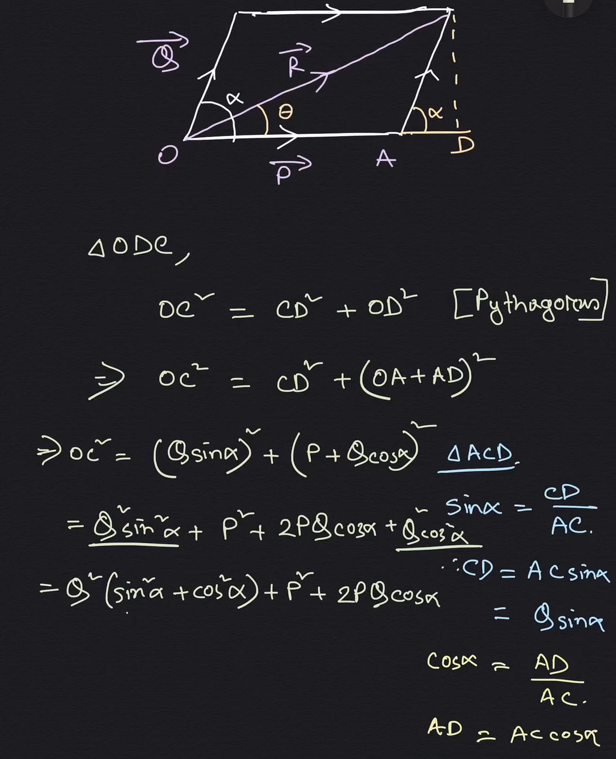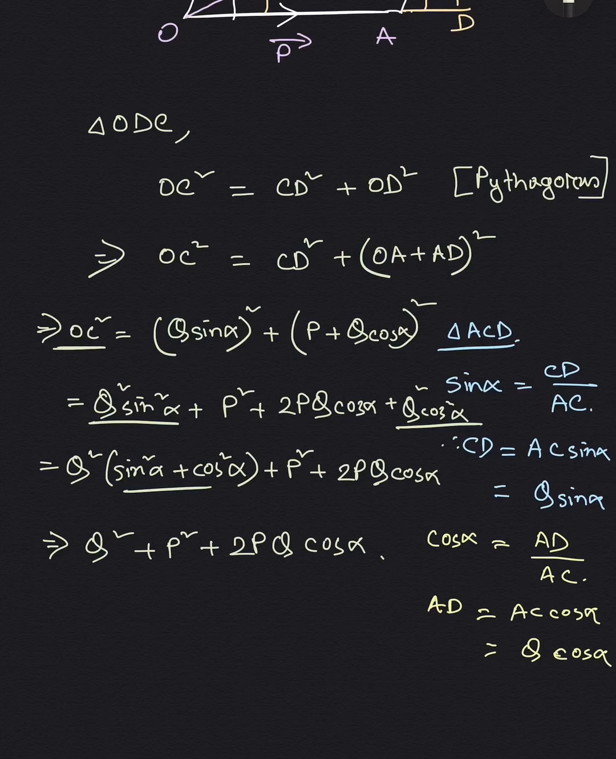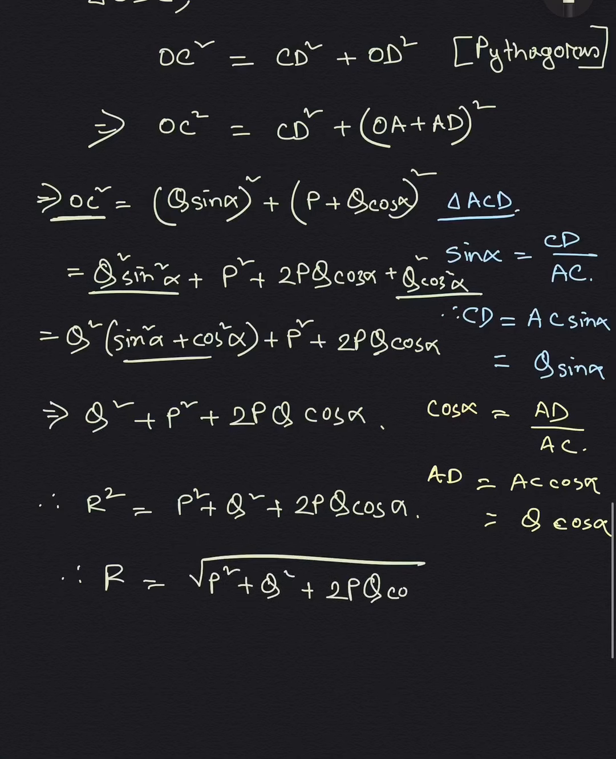We know the value of sine square alpha plus cos square alpha is 1. Therefore, Q square plus P square plus 2PQ cos alpha. And we know what is denoted by OC. OC is denoted by the resultant, which is R. Therefore, OC square is equal to R square. R square equals P square plus Q square plus 2PQ cos alpha. Therefore, the resultant R equals the square root of P square plus Q square plus 2PQ cos alpha.